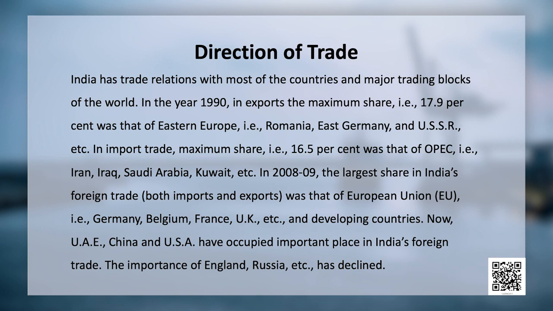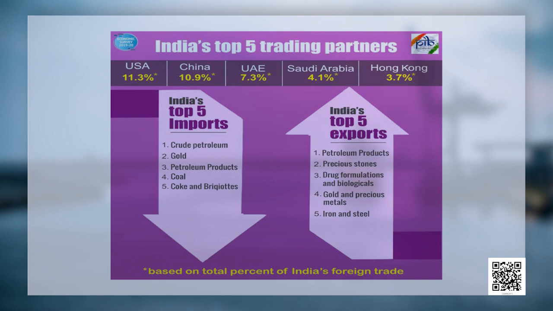In 2008-9, the largest share in India's foreign trade, both imports and exports, was that of the European Union, that is Germany, Belgium, France, UK, etc., and developing countries. Now, UAE, that's United Arab Emirates, China and US have occupied an important place in India's foreign trade. The importance of England and Russia has declined.